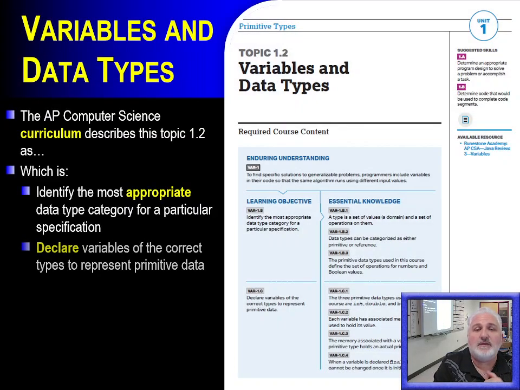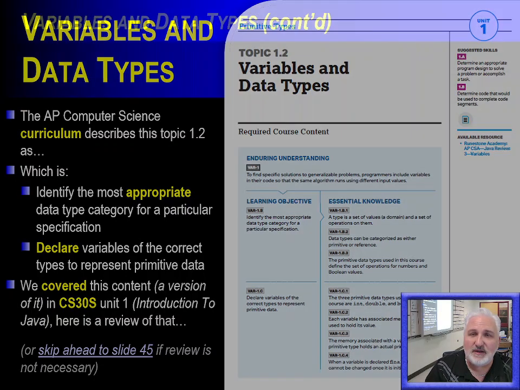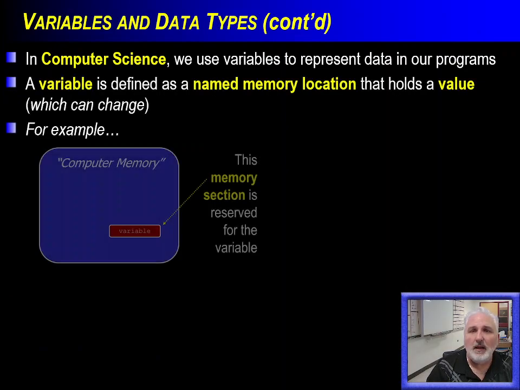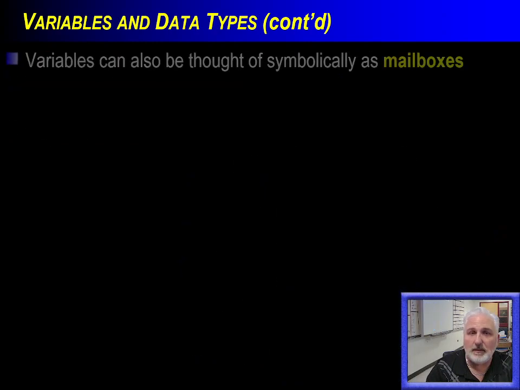Let's move on. The curriculum describes this as identifying the appropriate data type for a particular specification and declaring variables of the correct type to represent primitive data types. This was again covered both in the 20S and specifically in Java in the 30S. Let's dive into this content. So variables represent data in your program. It's defined as a named memory location that can store or hold on to a value.